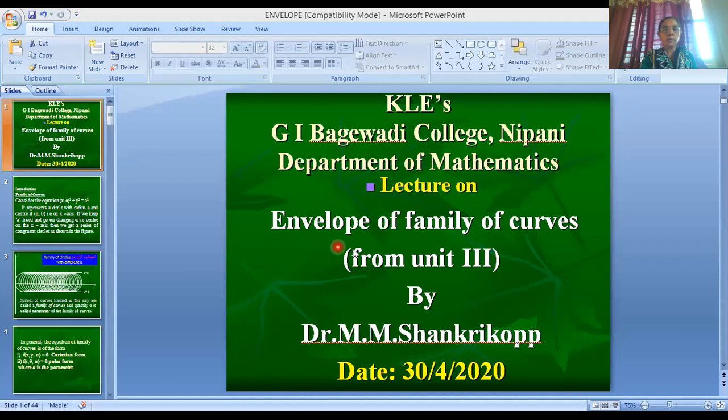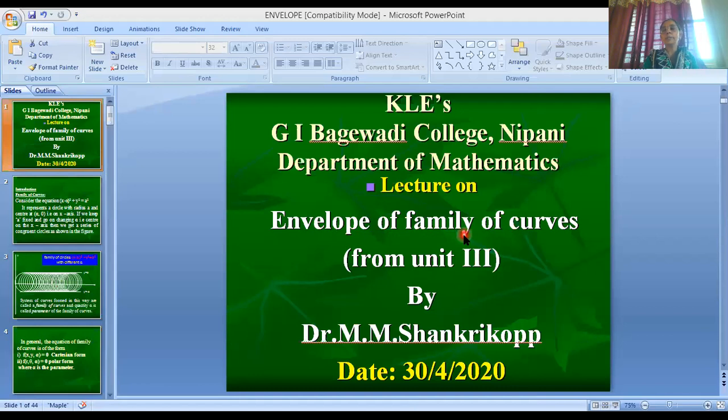So now I am going to give the lecture on envelope under the differential calculus. That is envelope of family of curves. That is under Unit 3, the subtopic. So let us know first what is meant by envelope.